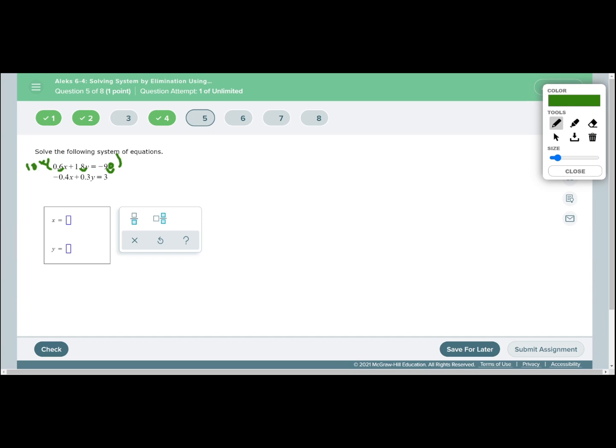All right, so the first equation turned into 6x plus 18y equal to negative 90. And we do the same for the second equation. So you move the decimal point one place over. So that will be 30. So negative 4x plus 3y equal to 30.